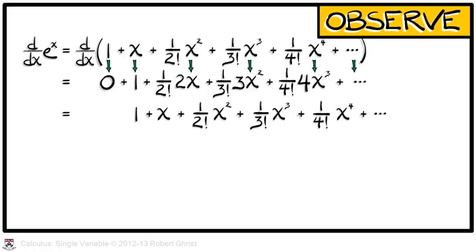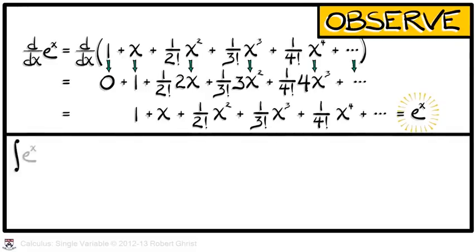And what do we observe? We observe that we obtain the definition of e to the x by simply following what seemed to be the obvious thing to do. Will that work if we try to integrate as well?